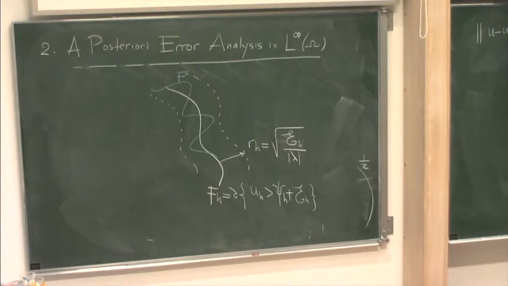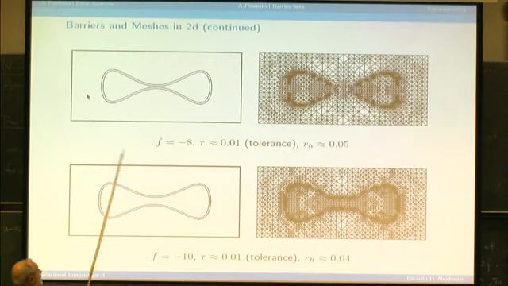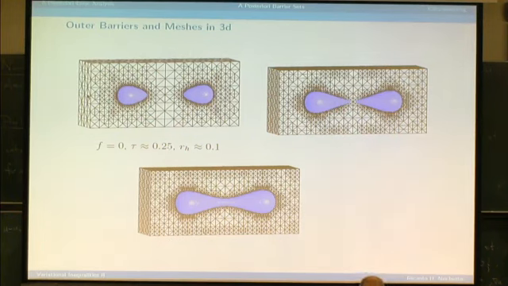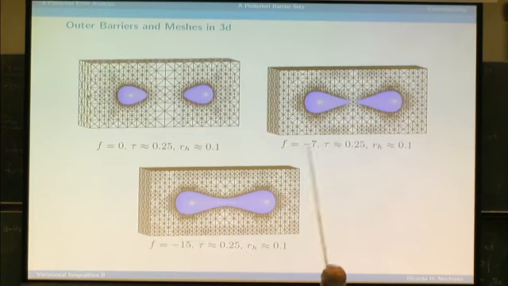So we know that after this calculation the true contact set is here, or the true contact set is here. Okay? And the same happens in more dimensions. This is a situation in 3D. It's much more difficult to do, so here you have only the outer barrier set. And again, here we are changing the function f from 0 to -7 to -15.